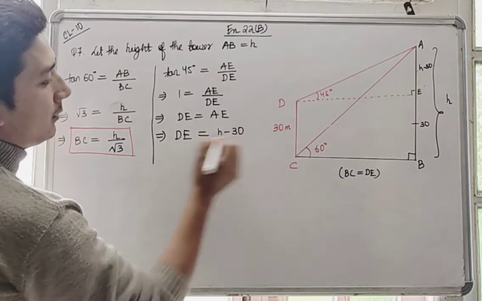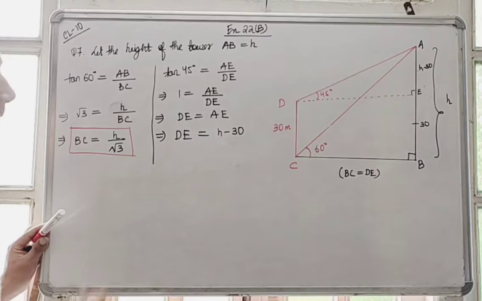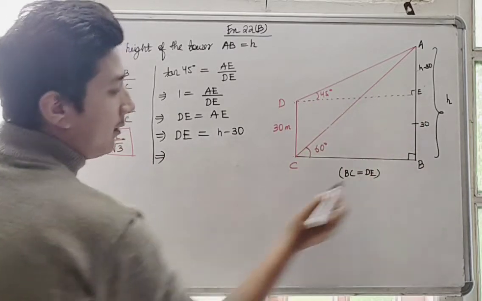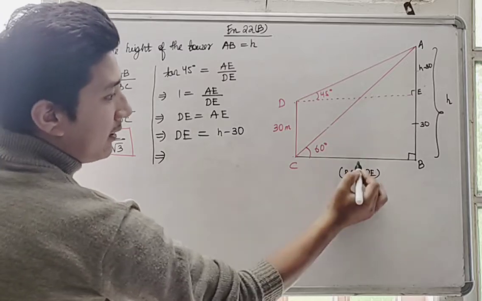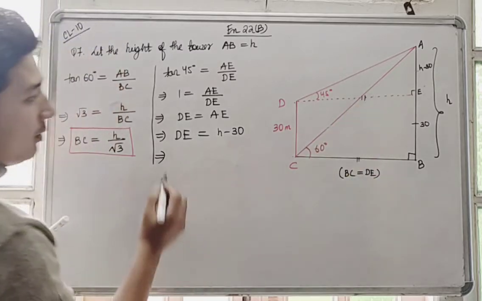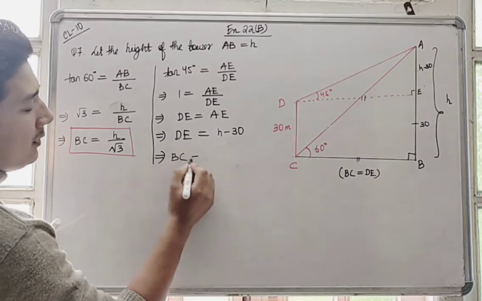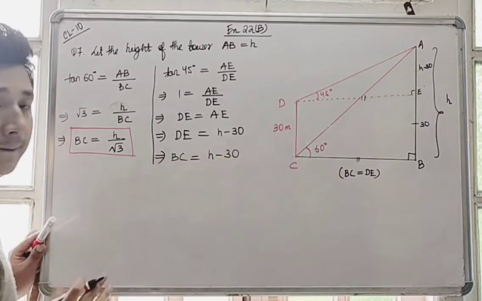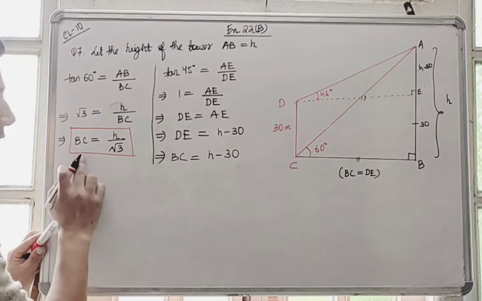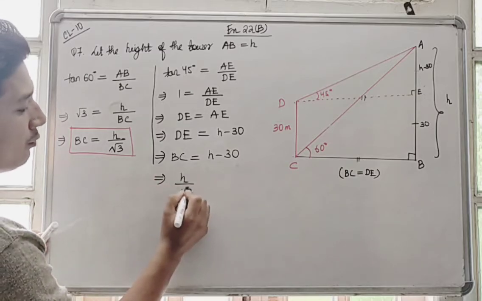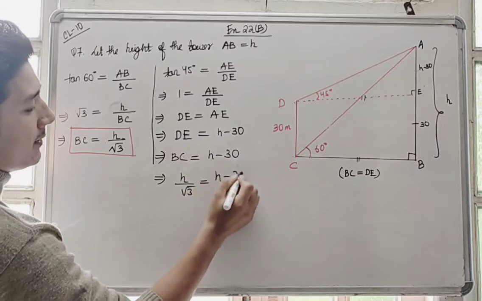Now we also know DE is equal to BC. This and this are equal. So in place of DE, I can write BC. So BC equals H minus 30. Now what is BC? BC is H by root 3, which is equal to H minus 30.